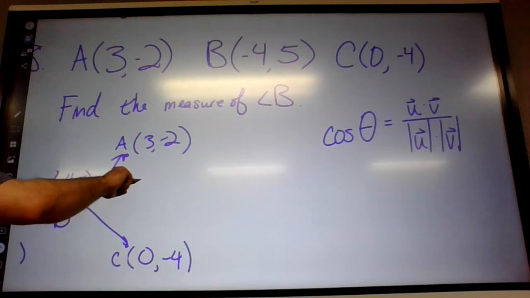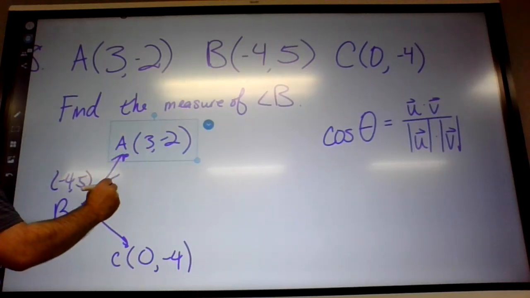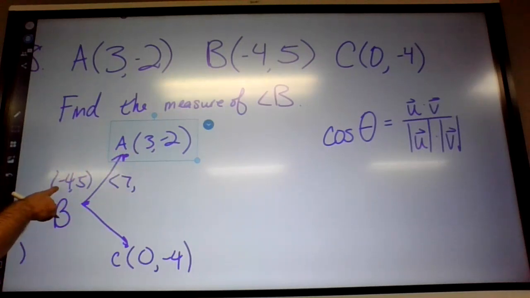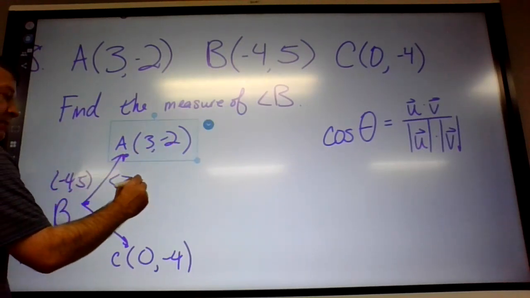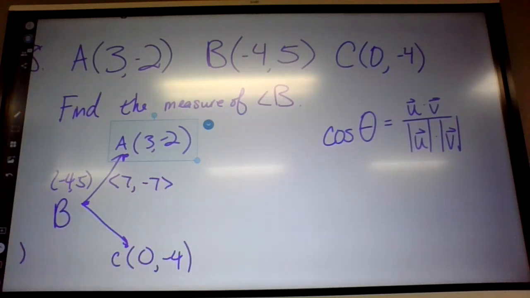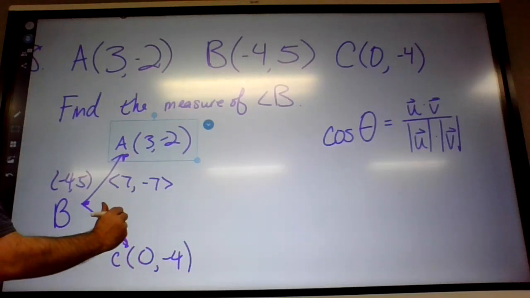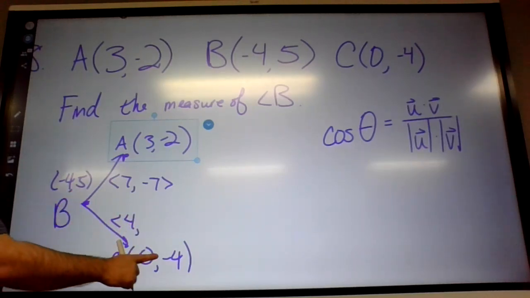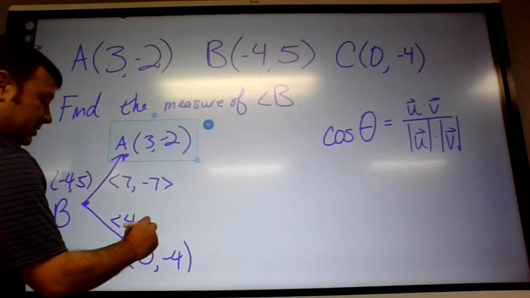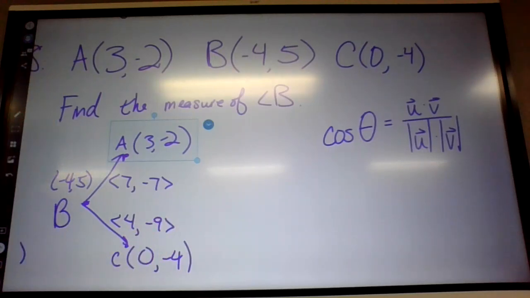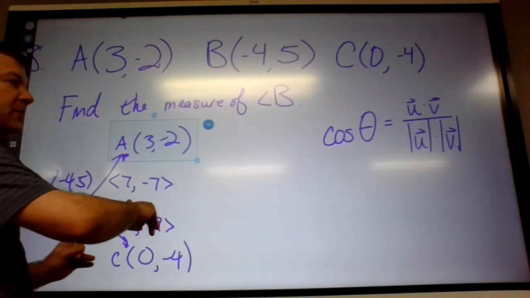So, vector BA: we're going from -4 to 3, that's an increase of 7. You could do 3 minus -4 if you want to. The y component, we're going from 5 to -2, so it's going down 7. And then this other vector: -4 to 0, that's increasing by 4, and 5 to -4, that's decreasing by 9. Okay, we didn't have to do that part on the worksheet. But this is the part that we did do on the worksheet.